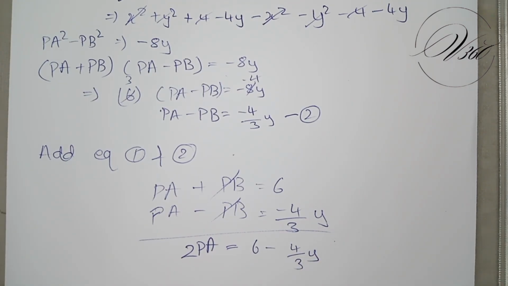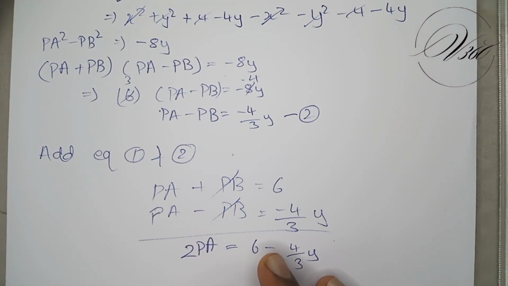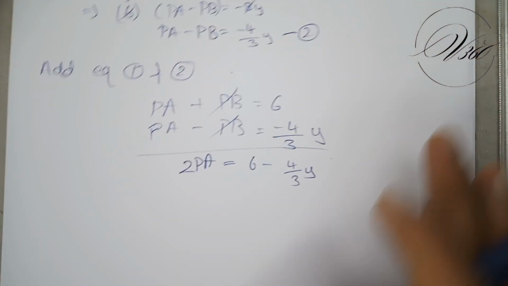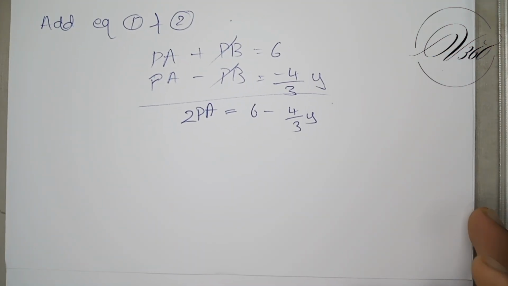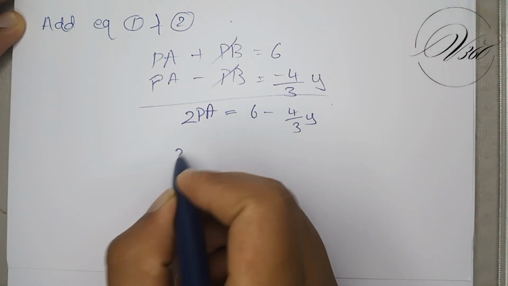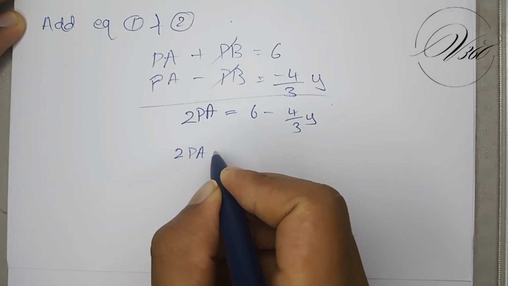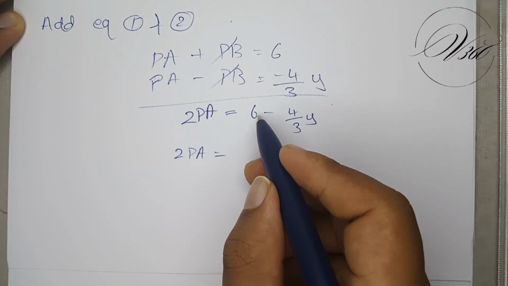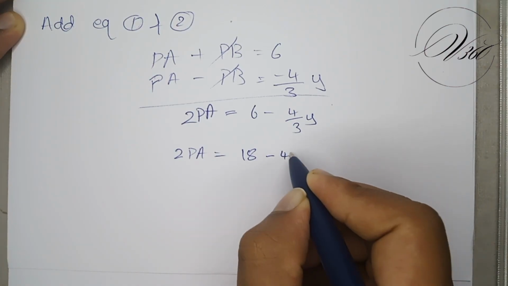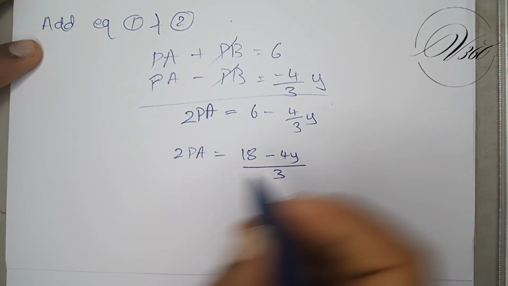Okay. If we check it out, wait a second. We can take the LCM, right? Let me bring it up a little bit. Now I think you might see. Now let's solve. Here 2 PA is equal to 6 1 is 6, 6 2 is 12, 6 3 is 18. 18 minus 4 y by 3. Right.